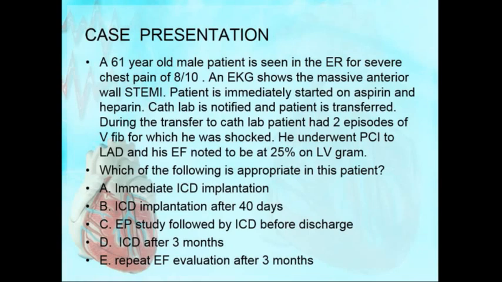We've got about 10 minutes, we'll finish up in 5 and take questions. What they're asking here is: chest pain, massive anterior wall STEMI, the patient is taken to the cath lab. On the way, he had VFib, and underwent PCI, EF is low. Which of the following is appropriate? This is actually a very good internal medicine board question. This is not cardiology. The question they're trying to ask is two things here.